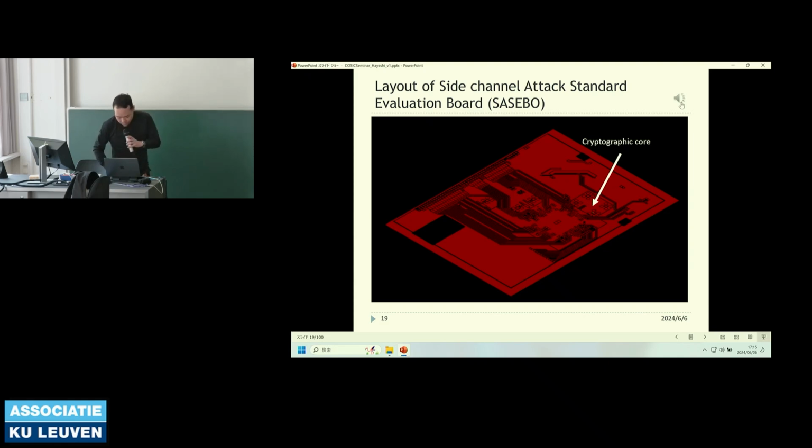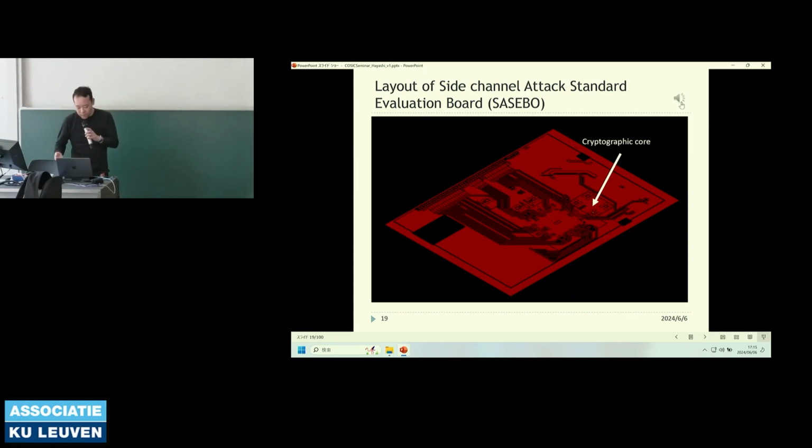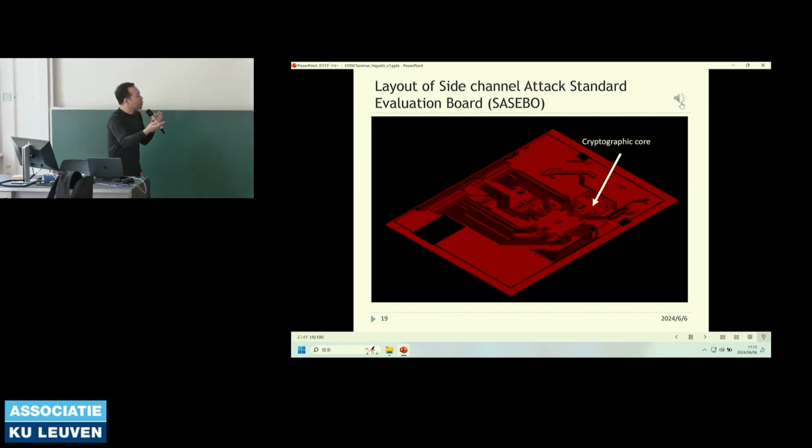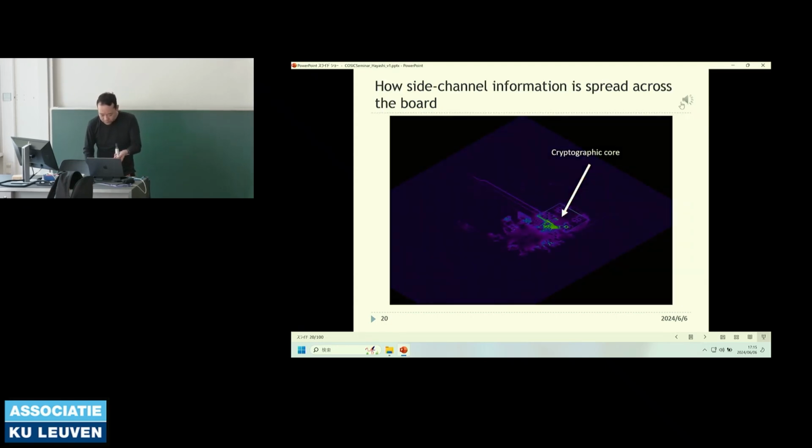Okay. Next is the EM simulation of this layout data, showing how the current flow occurs in the real device. This animation shows how the side channel information generated during the operation of the cryptographic core spreads throughout the circuit board. The side channel information is propagated even to wires that are not directly connected to the cryptographic core. Such unintended propagation is caused by the coupling path.